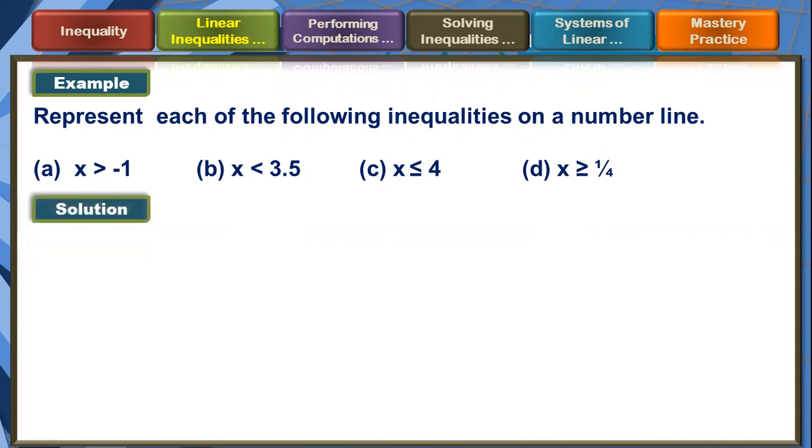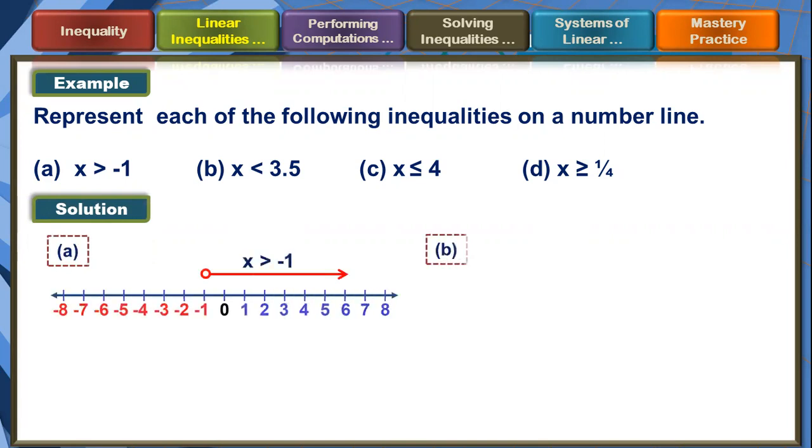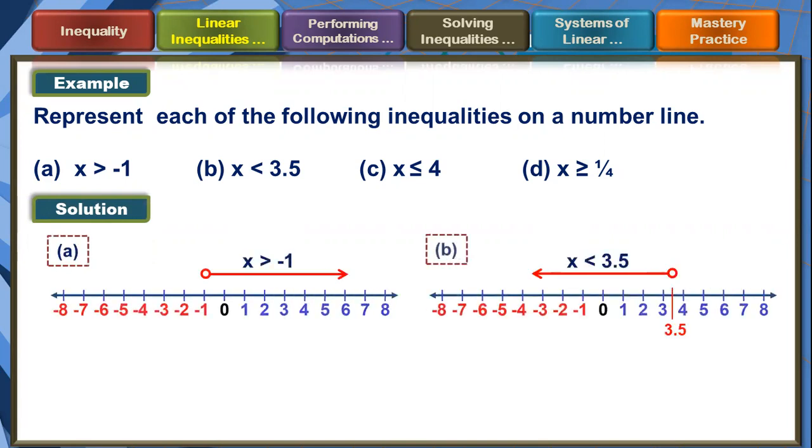So how do you solve them? How do we make the graphs? So for A, we have that, and for B, we have that. Try to compare them. For A and B, both of them don't have an equal sign, so therefore -1 is not included, and here 3.5 is also not included. This one is going to the right because it's greater than, and this one is going to the left because it's less than.